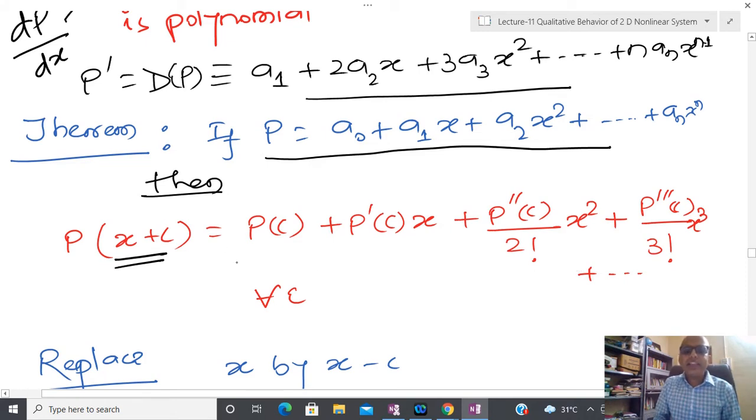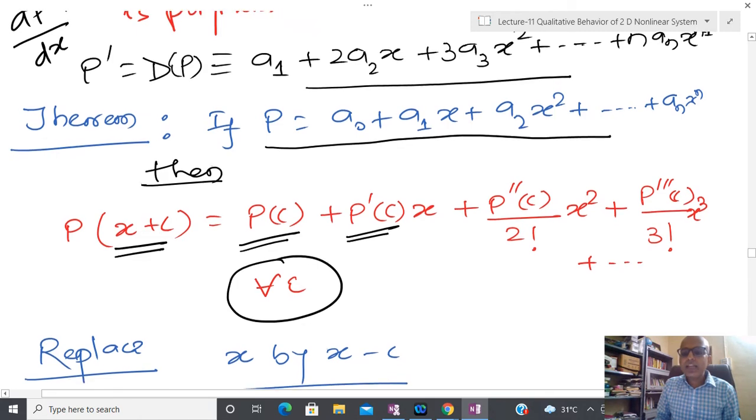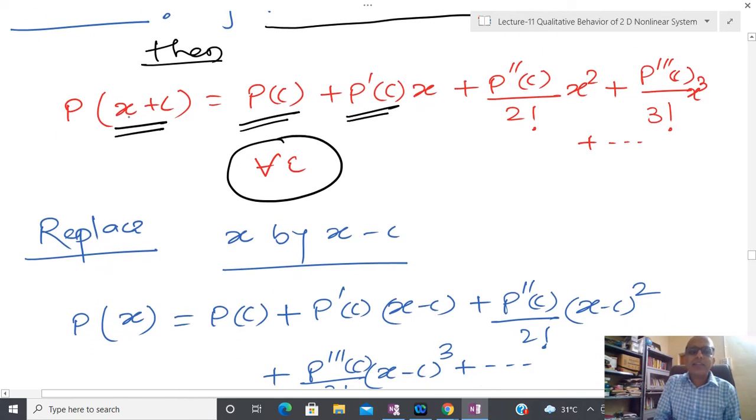Okay, so what I am telling is that for all c, you can take whatever increment you want. After that, we found that if you take this increment, then p(c), p dot, p derivative c, p double derivative c by factorial 2, and this kind of thing comes into the picture. After that, I am going to replace x by x minus c, because I have to see the approximation of this particular function.